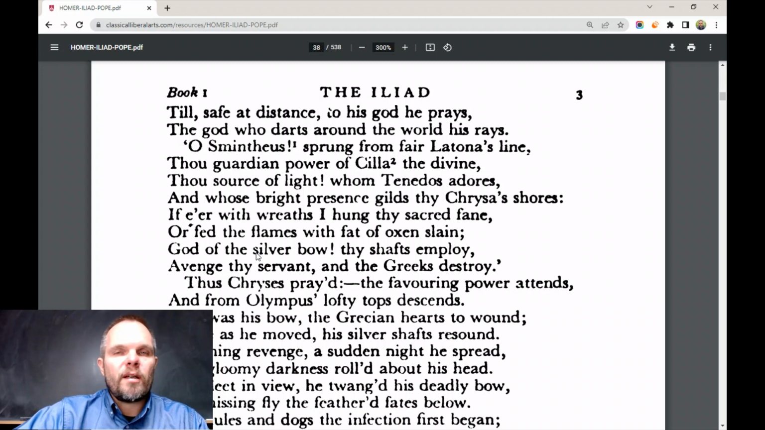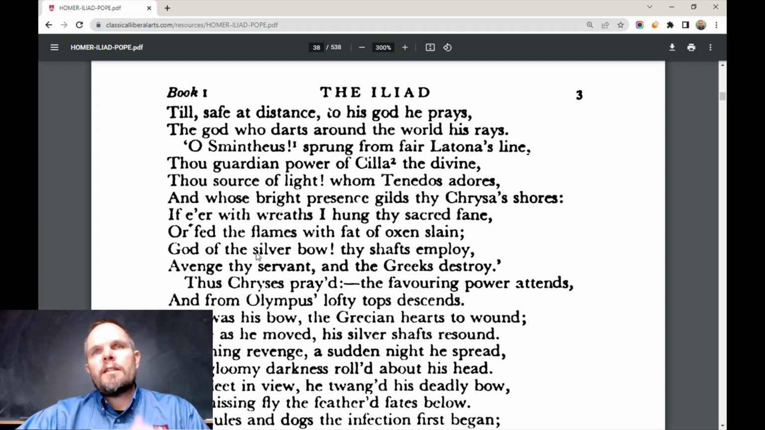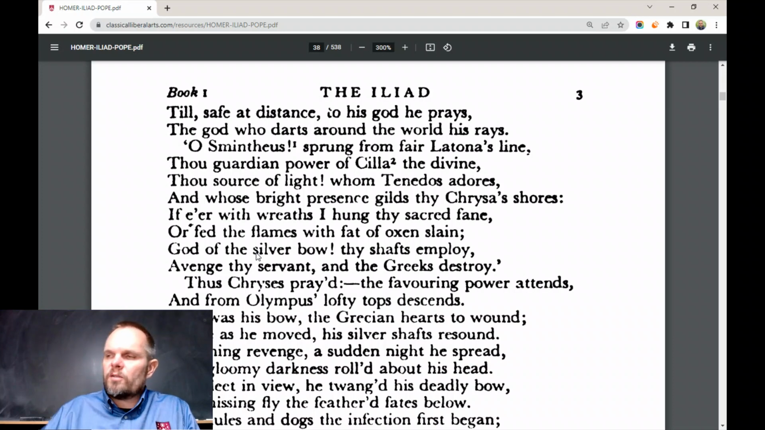Thus Chryses prayed. So Chryses prays to Apollo and asks that, in consideration of his faithful service as a priest, Apollo consider all of his religious service, how he hung the wreaths in worship and fed the flames with the fat of sacrificed oxen. If ever I have served you, hear my prayer and destroy these Greeks. So Chryses the priest prays to Apollo to destroy Agamemnon and his men.